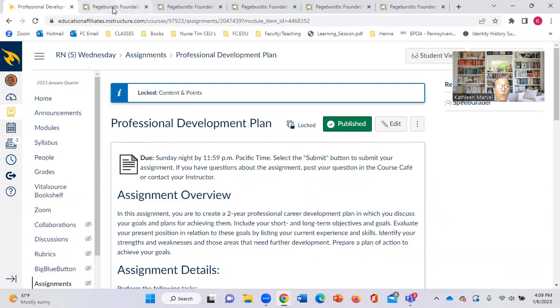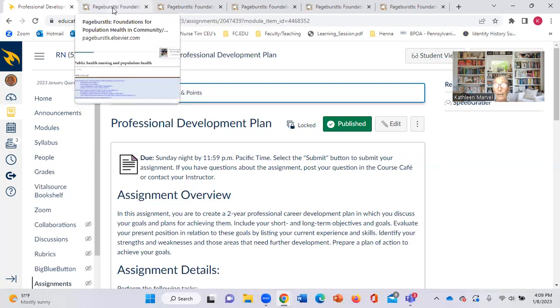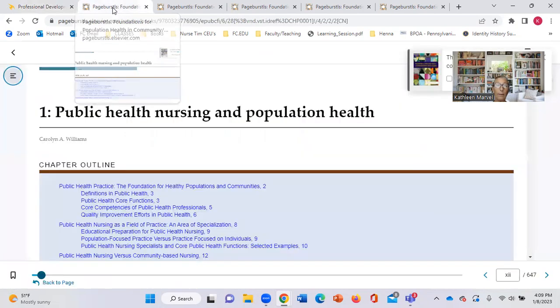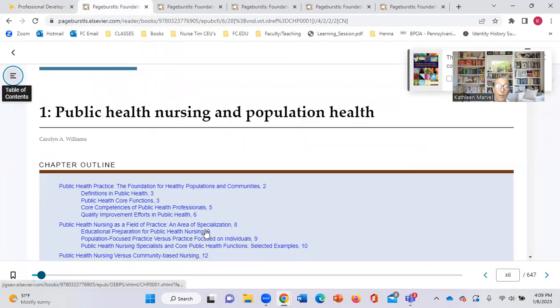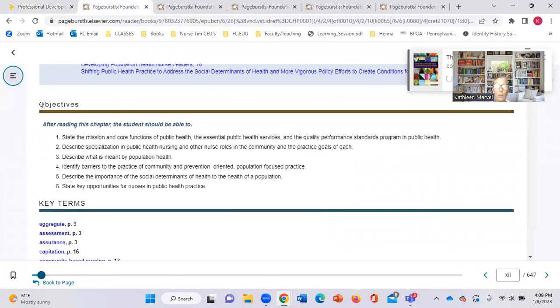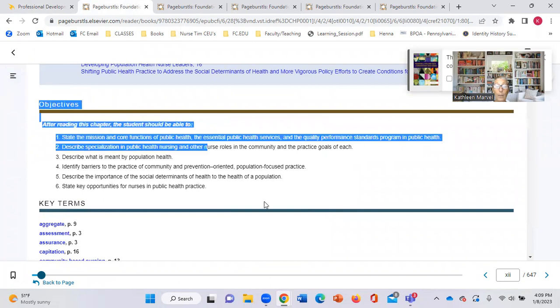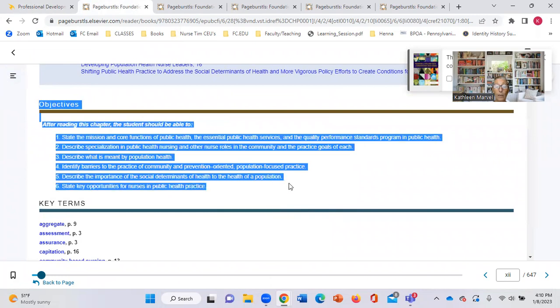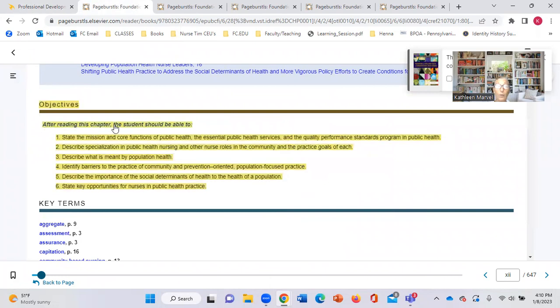Okay, so let's go into our content. And you'll be getting in an announcement later today the PowerPoints that go with the readings. Okay, so the first chapter we're talking about is public health, nursing, and population health. One of the important things to remember for each chapter is you first need to look at the objectives. Because as it says with the objectives, after reading this chapter, the students should be able to. And we're going to cover these objectives in class. So it's going to be one of our class activities of being able to articulate the answers to these objectives.